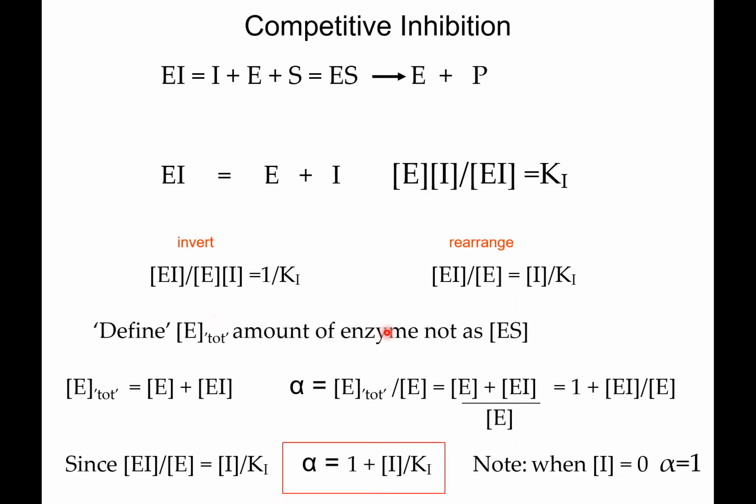And then we can do some other things to it, the inversion and rearranging it. You can kind of follow this math through if you're interested. But the main point here is we come up with this term alpha. Alpha equals 1 plus inhibitor concentration divided by our Ki. This term gives you an idea of the level of inhibition that's going on. So when you don't have an inhibitor around, so if this concentration here is 0, then alpha is 1.